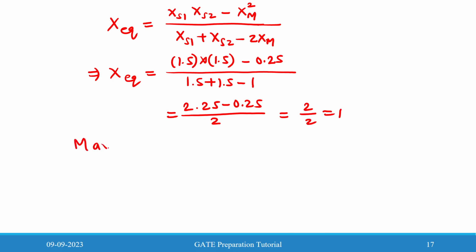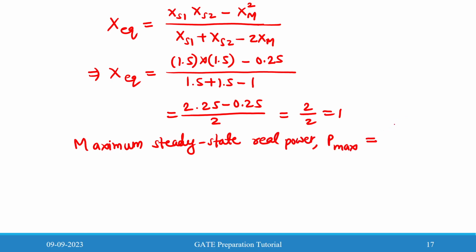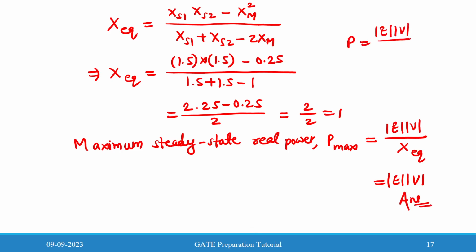Therefore, in this question it is asked for the maximum steady state real power that can be transferred. Here sine delta will be 1, so P max will be mod E mod V divided by X equivalent. X equivalent is 1, so mod E mod V is the answer. So A is the correct answer. This expression comes from mod E mod V divided by X times sine delta. For P maximum, you have to take the angle delta as 90 degrees, so sine delta will be 1.